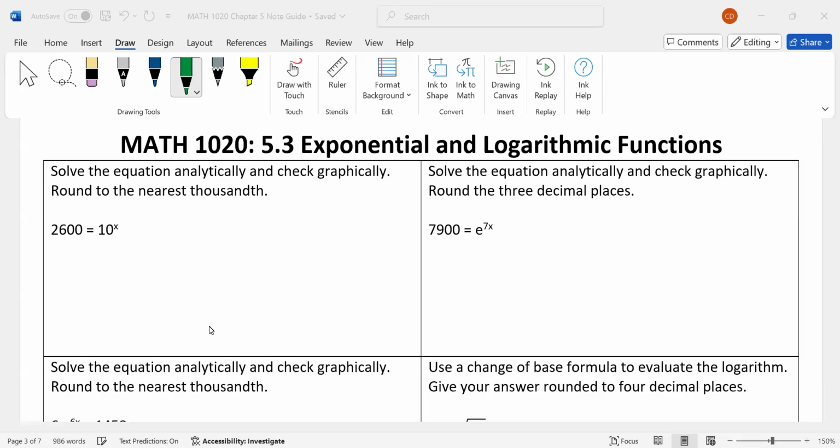This is section 5.3, exponential and logarithmic functions. Now, there are ways to do this by hand. I am going to show you how to use the calculator for this, and you purchased it.